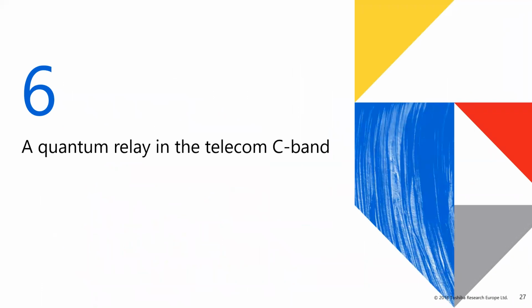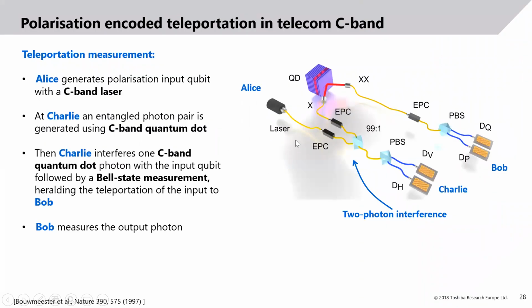Okay, so next I'll show you how we'll put these ingredients together. So the good coherence times, good interference visibility that we have, and the entanglement to actually run a quantum relay in the telecom C-band. And what happens here is that we have an input photon provided by Alice, which is just a polarization encoded photon, which she sends over to Charlie.